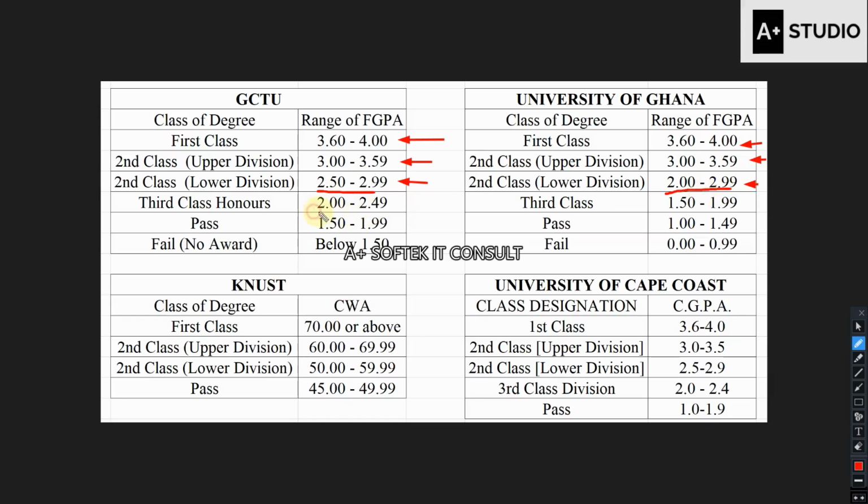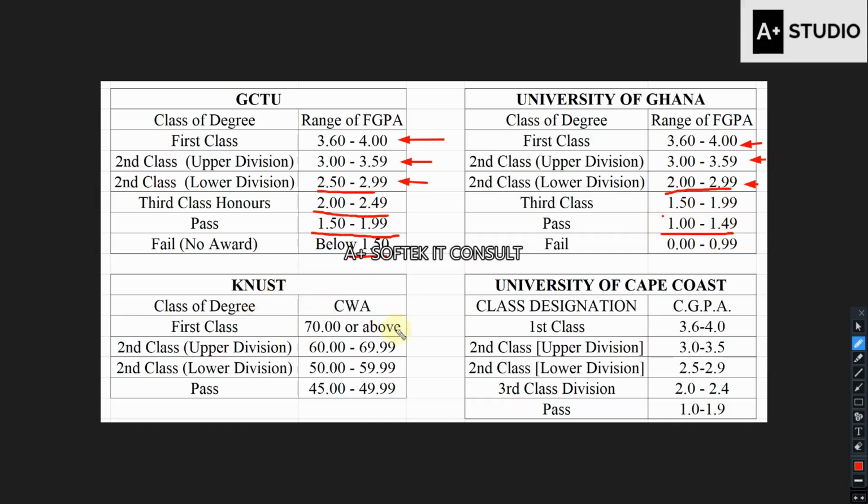And in the third class, 2.0 to 2.49, third class 1.5. So it means that in the University of Ghana, even if you get a GPA of 1.0, you are still going to graduate and receive an award. But in GCTU, 1.5 is a pass, and below 1.5, no award. But at the University of Ghana, you are going to receive an award, right?